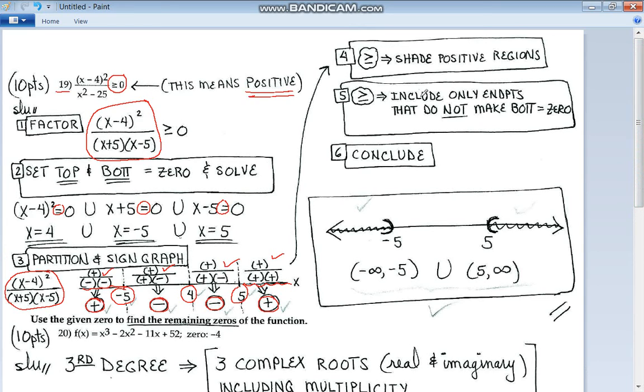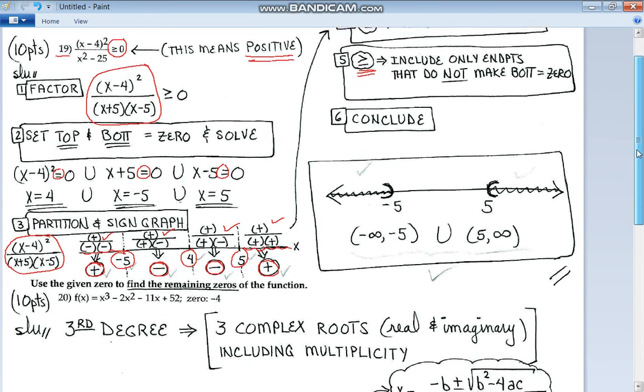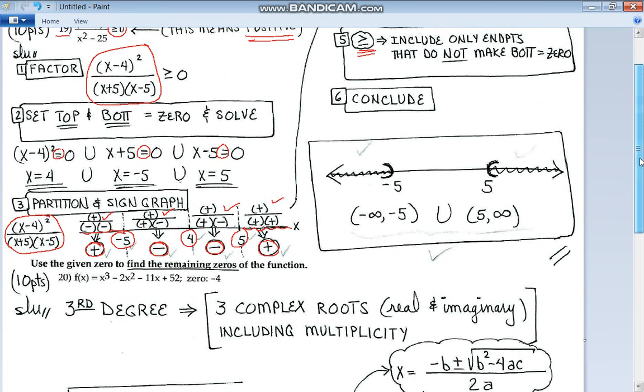We are going to also, step 5, include, because of the equal portion, all the endpoints, but only the ones that don't make the bottom 0. Now the bottom will be 0 when x is equal, you can look over here, to 5 or negative 5, so those will not be included. That's why we have this region with a round bracket and this region with a round bracket. And in interval notation, negative infinity to negative 5, union together with 5 to infinity.